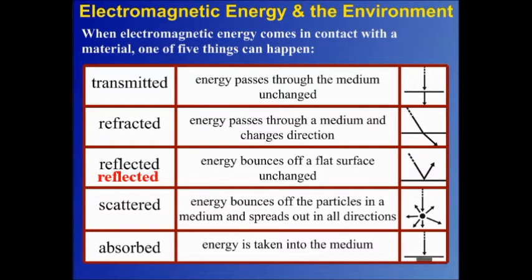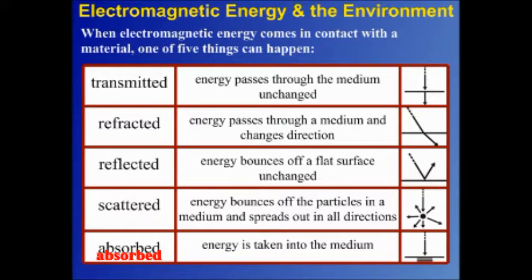The third thing that can happen is that the energy is reflected, which means that it bounces off of a flat surface and it's unchanged. The fourth thing is that the energy can be scattered, and that's when energy bounces off the particles in a medium and spreads out in all directions. Now this is similar to reflection, except instead of bouncing off of a flat surface, it's going in many different directions. And the last thing is that the energy can be absorbed, and that's when the energy is taken into the medium.